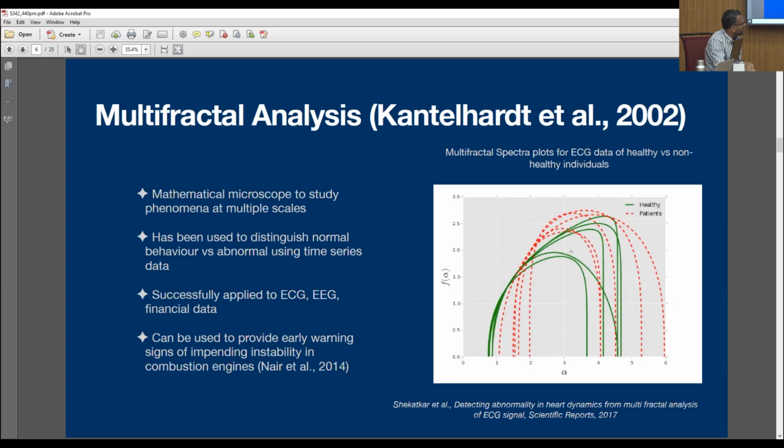So we said, okay, let's use this technique. As you can see here, the green lines correspond to the multifractal spectra of the healthy heart, and the red ones are the patients. There are overlaps and things like that, but there is some distinguishing. There are at least some regions where they are very different. So what you want to do is at least try to capture this to see if it's helpful.